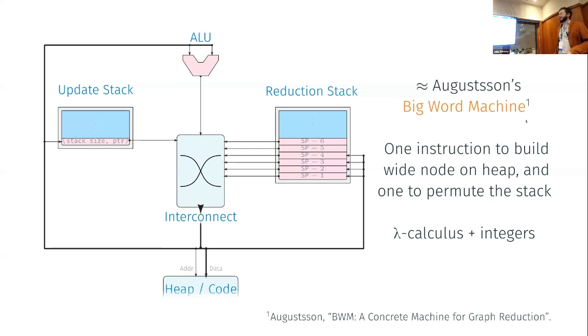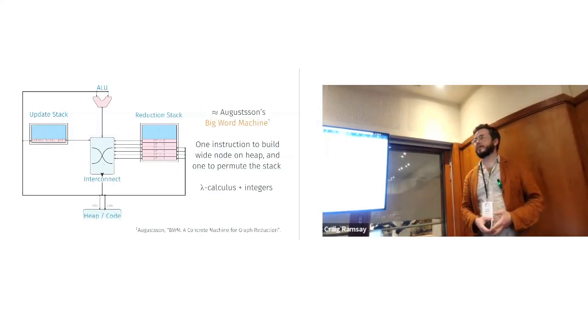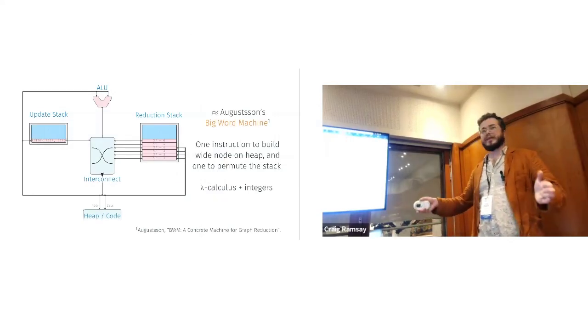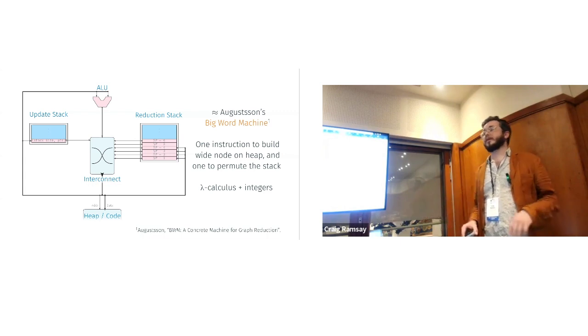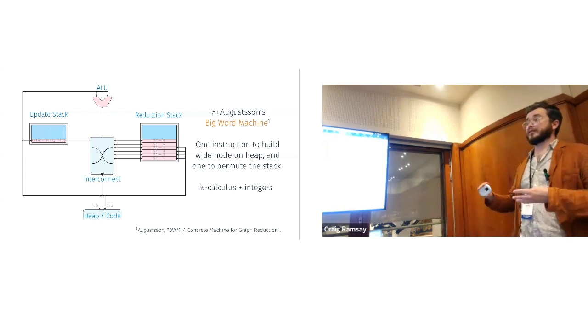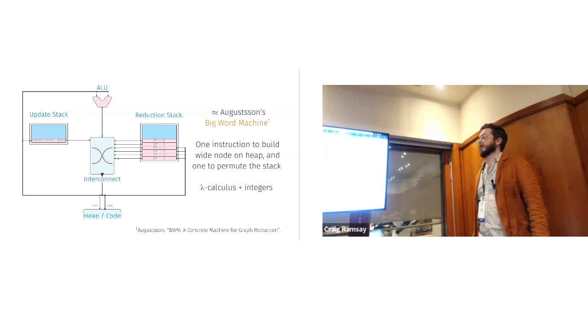The complementary thing to that is you then need a stack structure where you can permute the top n elements. And the way you achieve that is through a big kind of crossbar interconnect. But really that is the gist of the big word machine. There's only ever two sorts of instructions. One that builds some kind of big arbitrary complex application and allocates it on the heap, and one that does the same and then permutes the stack instead of the heap.